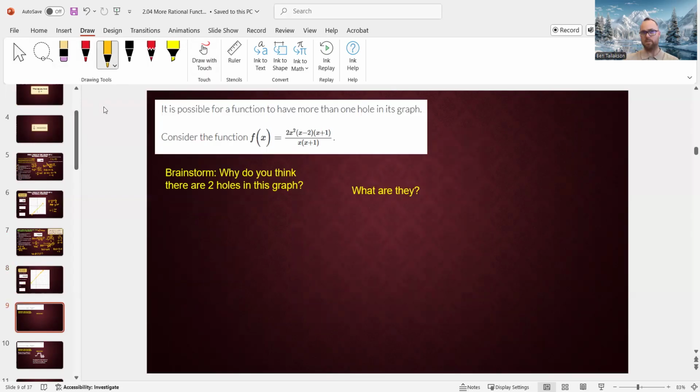Believe it or not, this does get a little more complex in the sense that there can actually be more than 2 holes in a graph. Take a look at this function and try to answer this question. Why do you think there are 2 holes in this graph? And after you answer that, maybe try to answer what they are.